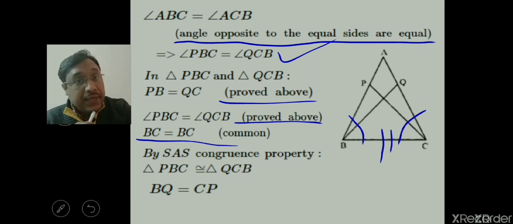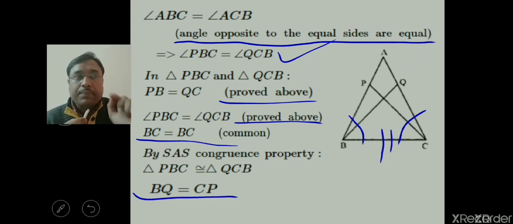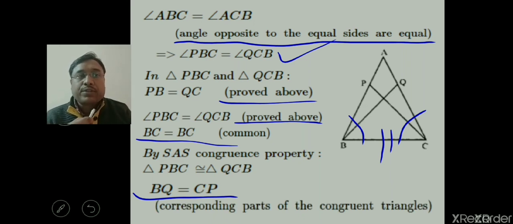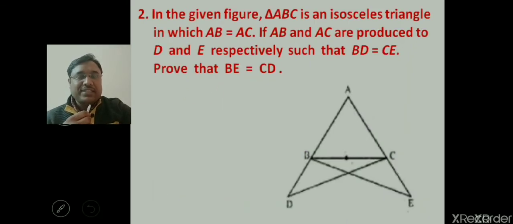So BQ and CP, these two sides, are the corresponding parts of congruent triangles. So you can say that corresponding parts of congruent triangles are equal. Therefore BQ and CP are equal here. Understood all? I think it is quite clear to you all. Now the next part is the second question.